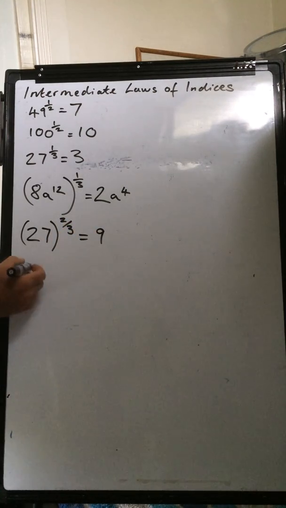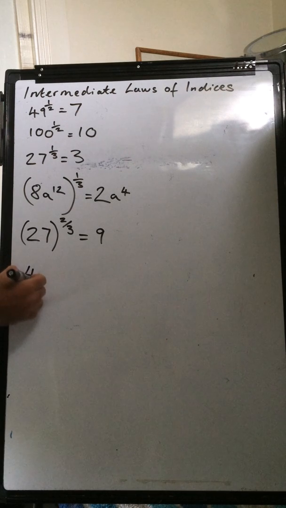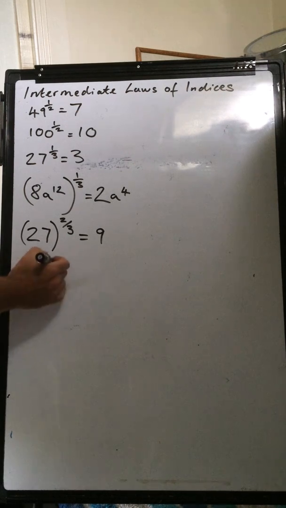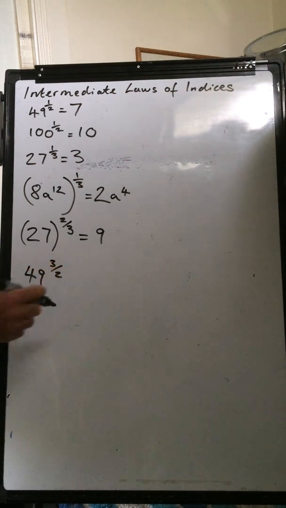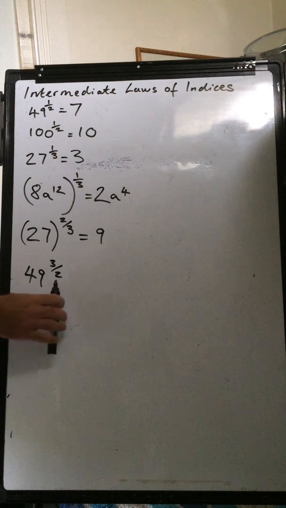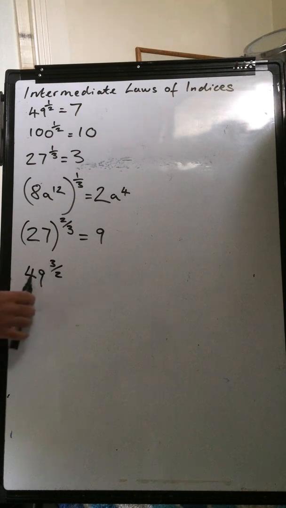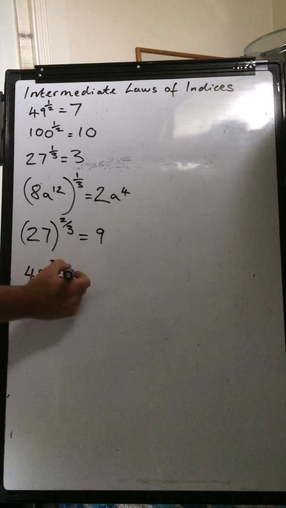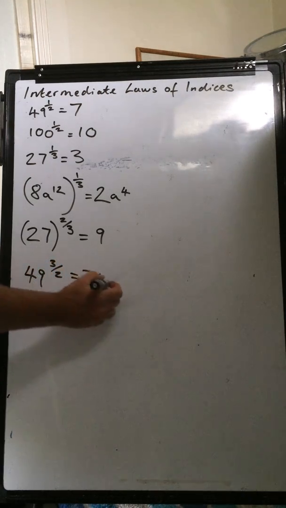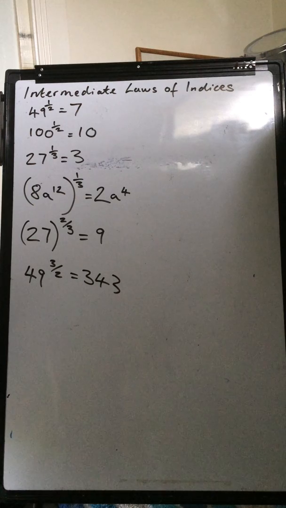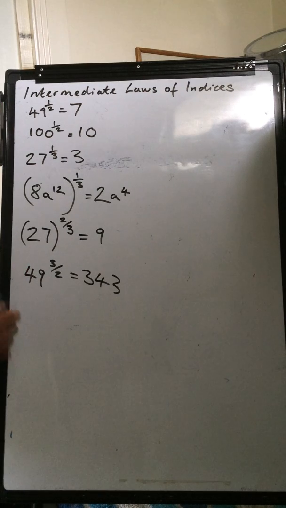Likewise, if I go with 49 to the 3 over 2. This is saying, what is the square root of 49? The square root of 49 is 7. And then what is 7 to the power of 3? 7 to the 3 is 343.